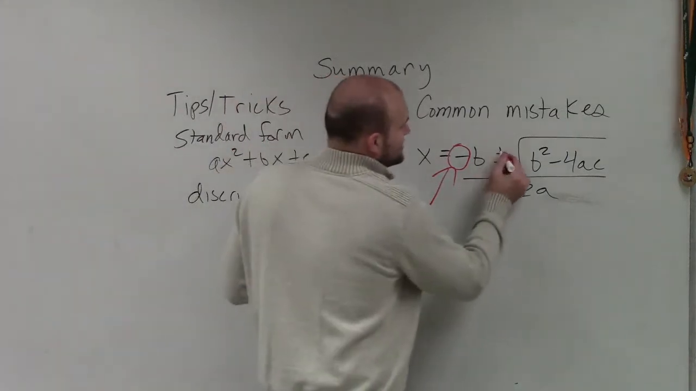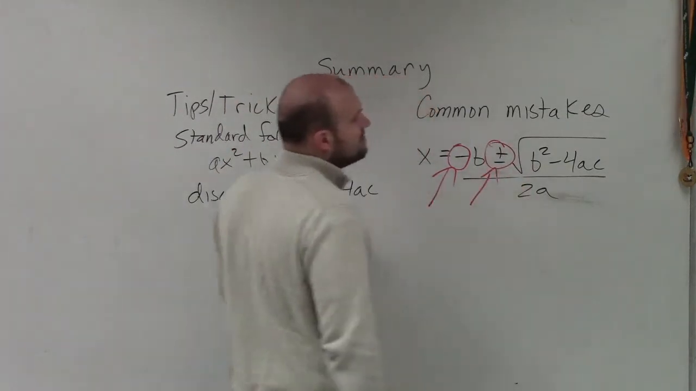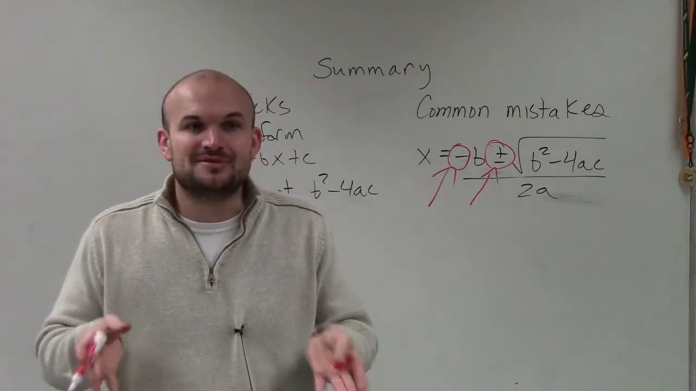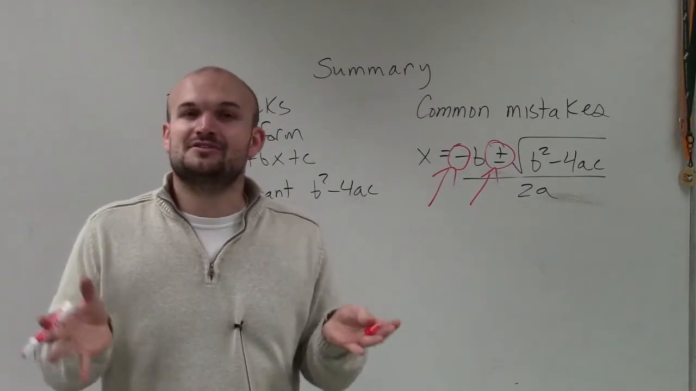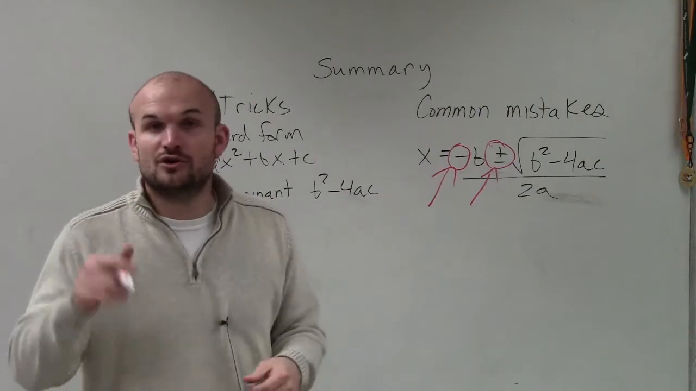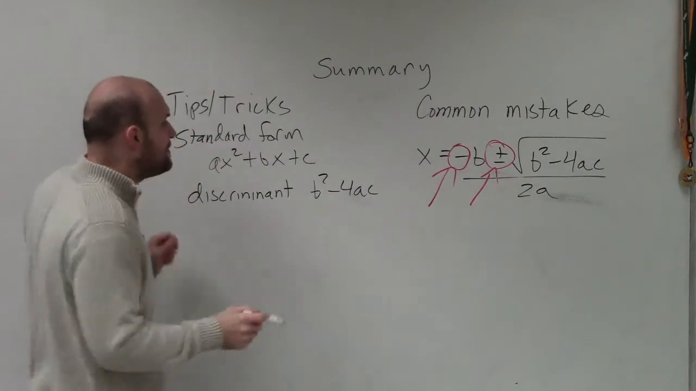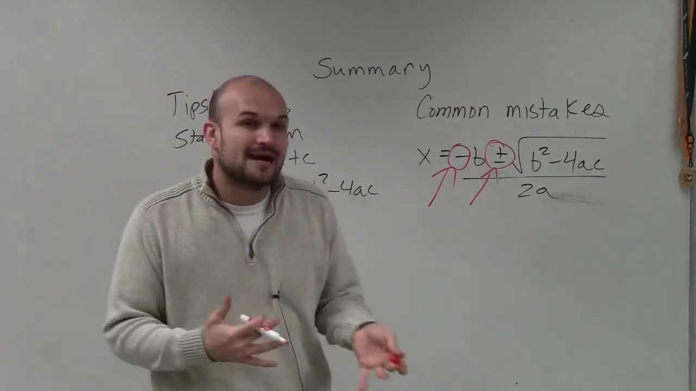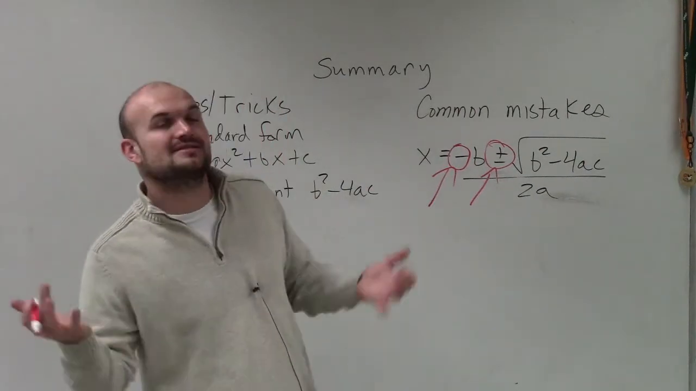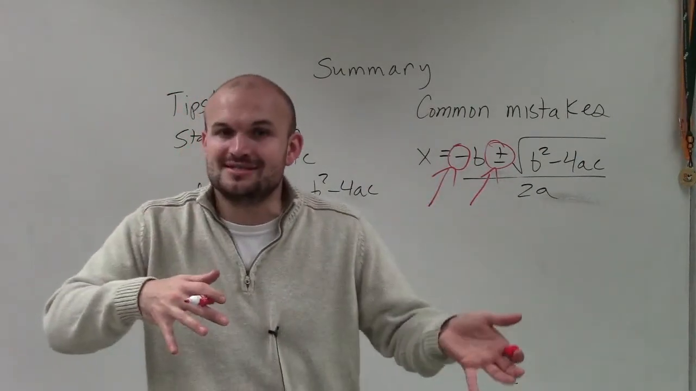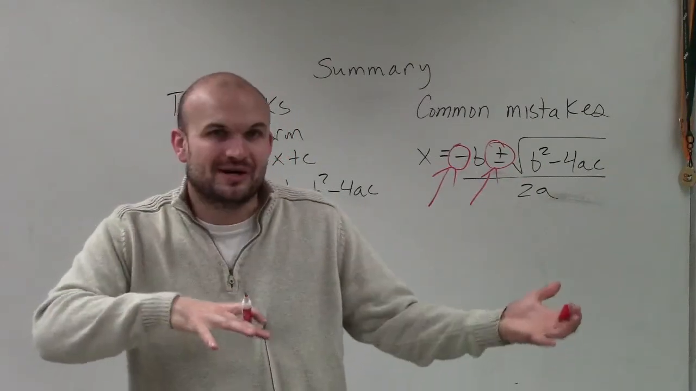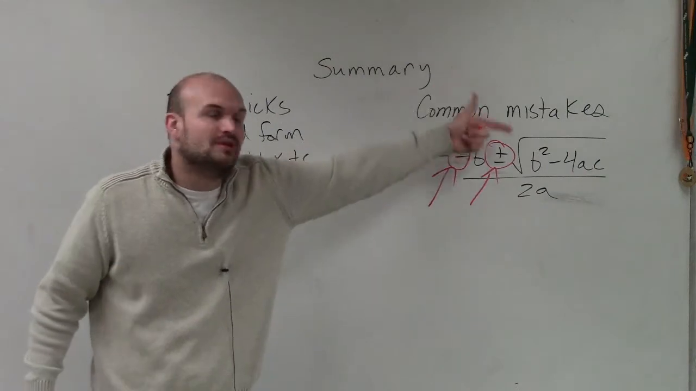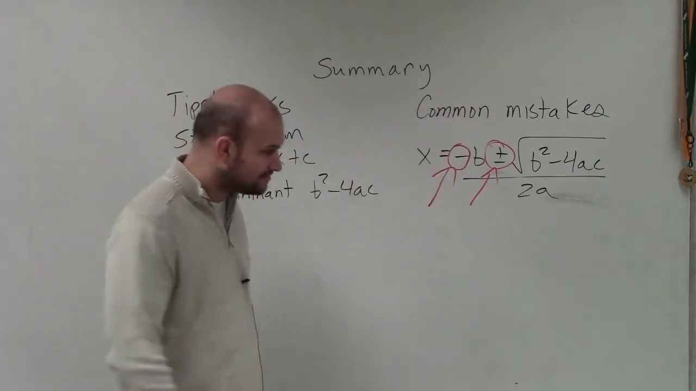The next thing is a lot of students forget the plus and the minus. When you're solving a quadratic, we're going to have two solutions a lot of the time. Obviously, there are cases when we have only one solution, and that happens when our discriminant is equal to 0. All the other times, you're going to have two solutions, unless it's no solutions. But even with no solutions, you're going to have two imaginary or complex solutions. So you've got to be careful. Make sure you include both the positive and the negative solution.